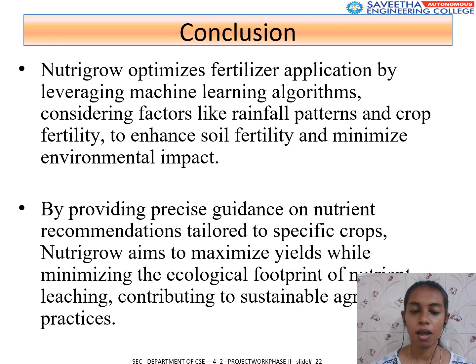So, conclusion. Nutrigrow optimizes fertilizer application by leveraging machine learning algorithms considering factors like rainfall patterns and crop fertility to enhance the soil fertility and minimize environmental impact. By providing precise guidance on nutrient recommendation tailored to specific crops, Nutrigrow aims to maximize the yield while minimizing the ecological footprint of nutrient leaching, and contribute to sustainable agriculture practices.